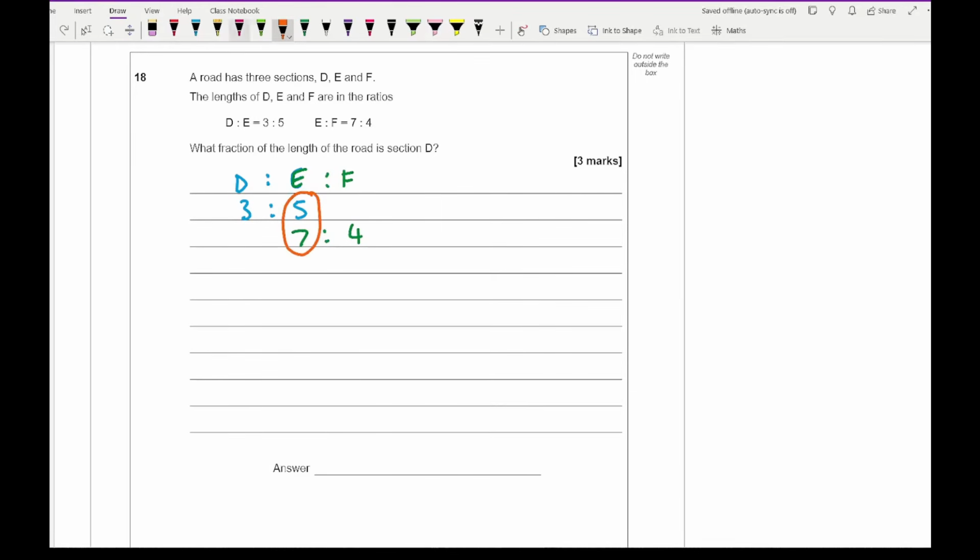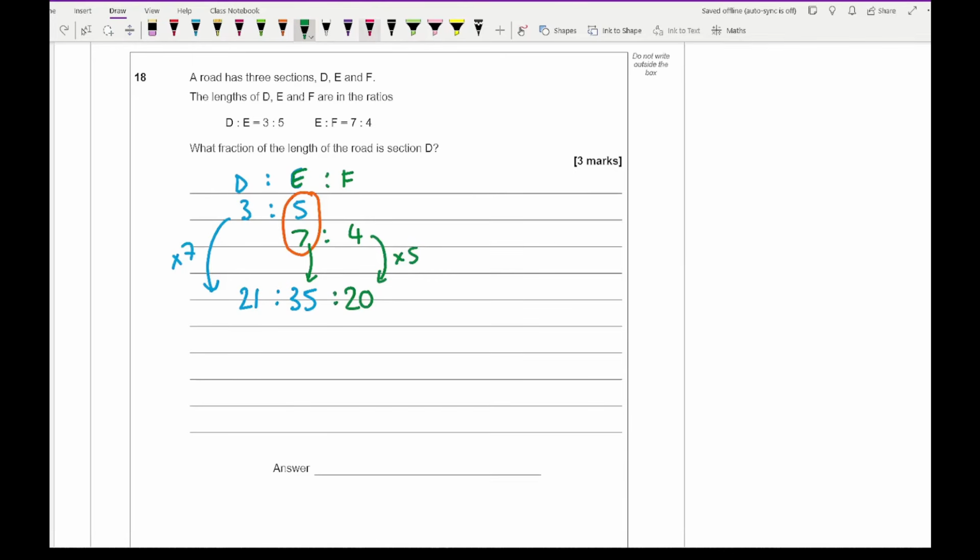Now how do I do that? Well, I try and find the lowest common multiple of 5 and 7, which is 35. So then what do I have to multiply 5 by to get 35? Well, it's going to be 7. So if I multiply 3 by 7, I get 21. Then what do I have to multiply 7 by to get 35? I need to multiply by 5. So then I need to multiply that 4 by 5, and that becomes 20.